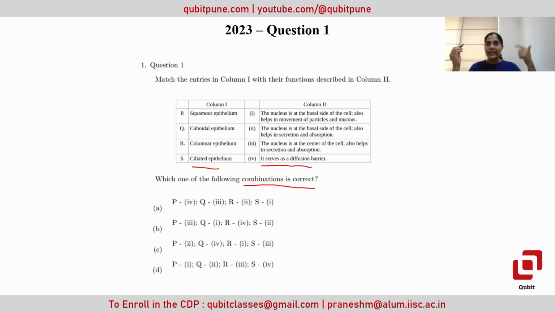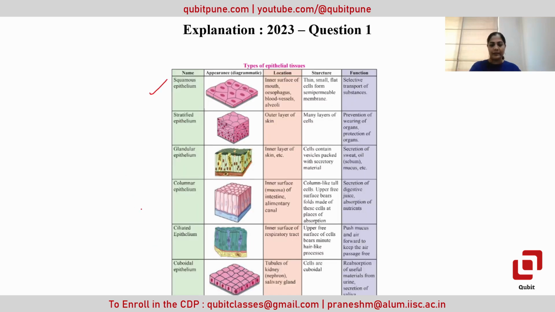If you remember the ciliary movements that we talked about when we discussed the fallopian tube. In the bronchia also, for the movement of mucus and particles, this kind of cells are present. So option A is the correct one. Next.